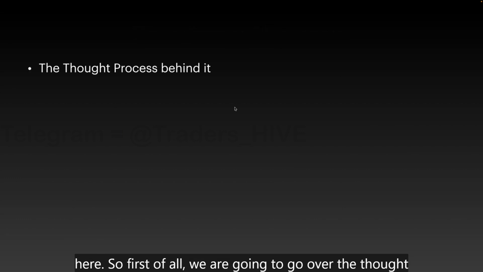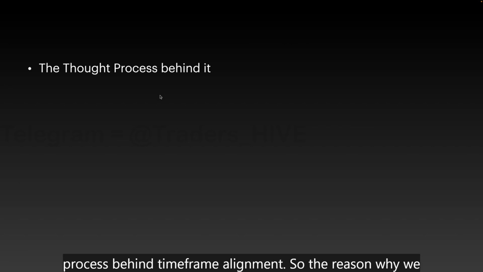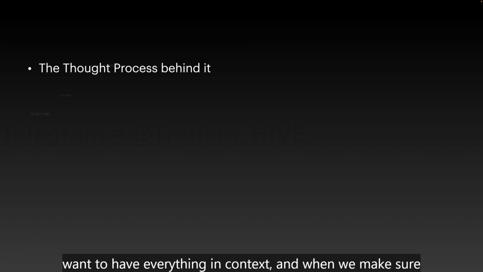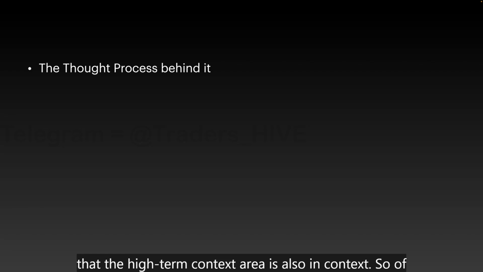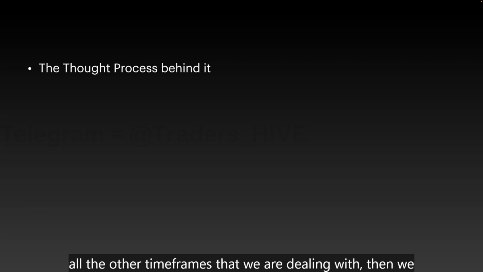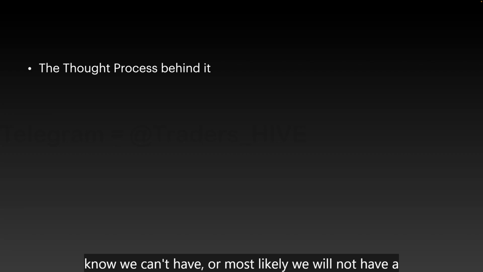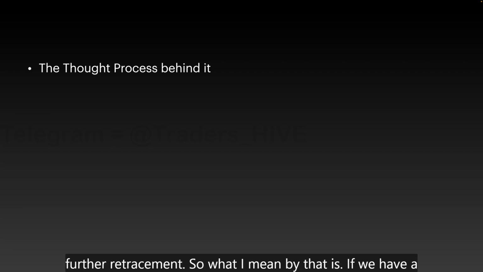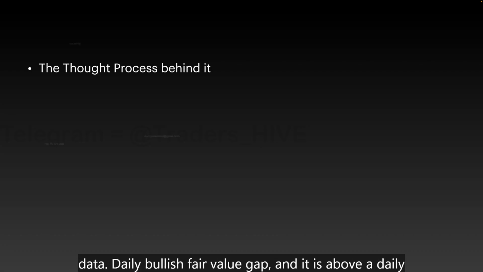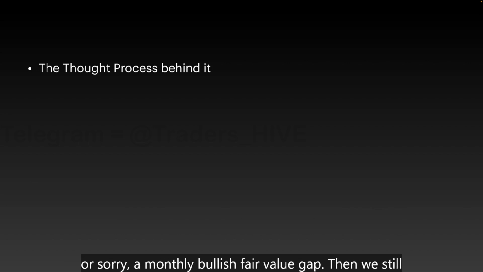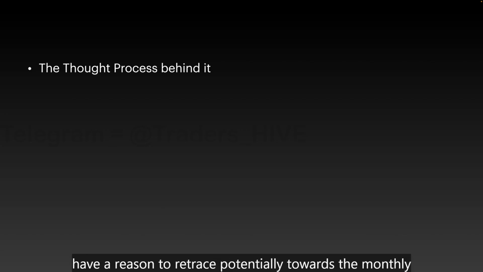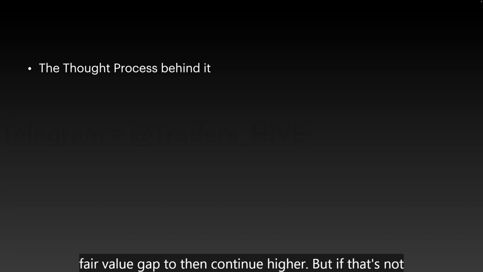First of all, we are going to go over the thought process behind time frame alignment. The reason why we want to have everything in context, and make sure that the higher time frame context area is also in context with all the other time frames we are dealing with, is that then we know we most likely will not have a further retracement. What I mean by that is, if we have a daily bullish fair value gap and it is above a monthly bullish fair value gap, then we still have a reason to retrace, potentially towards the monthly fair value gap, to then continue higher.